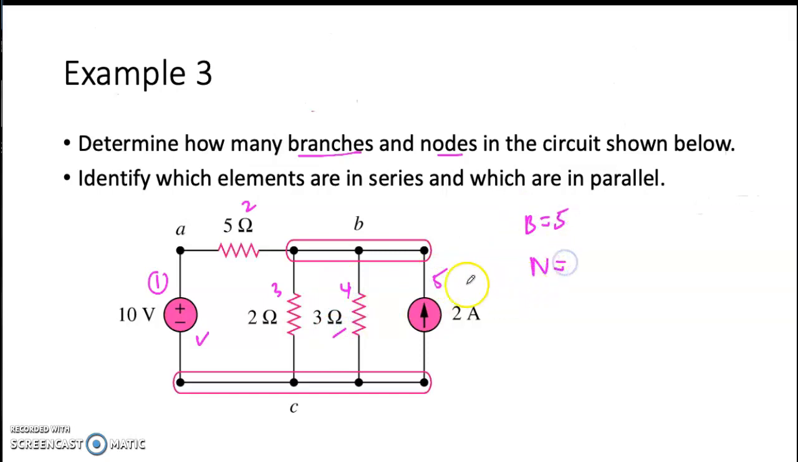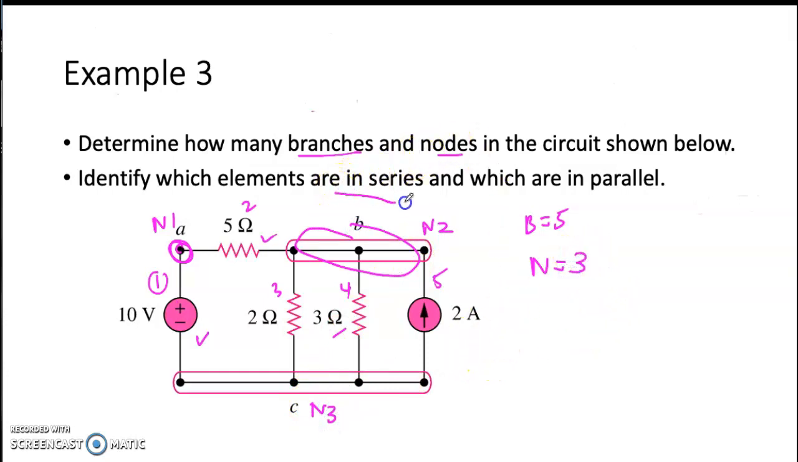How many nodes? So what is nodes? Nodes is the one that is connecting two branch. So here we have branch 1 and branch 2. The one that is connected here is node 1. How about this node? So the one that is connecting 5, 2, 3 and 2 ampere is the whole node here. So this is node number 2 and the last one here is node number 3. So we have 3 nodes here.